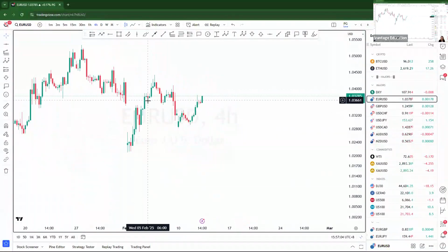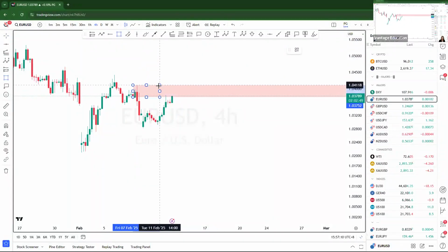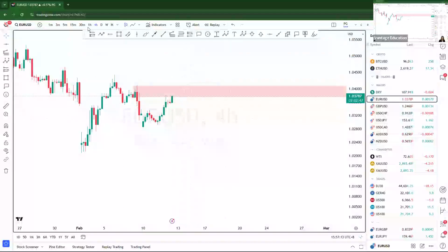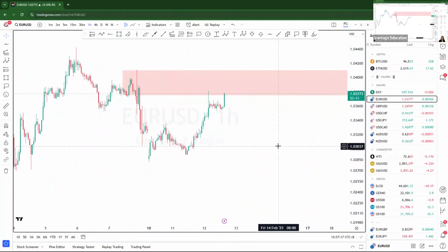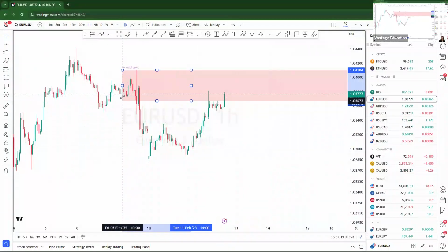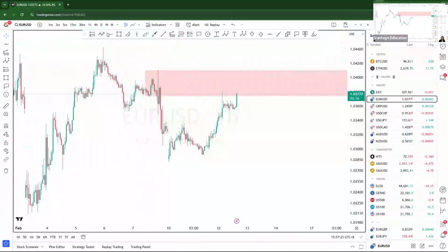EU is rising. Where is our key level? This is the zone that I'm looking for. But a really strong buy. This is the zone.